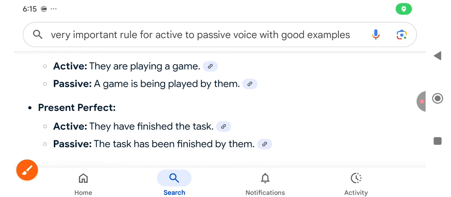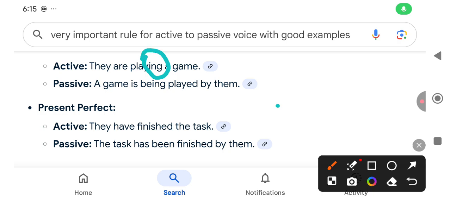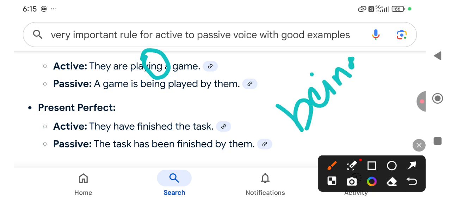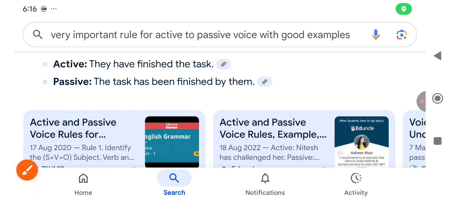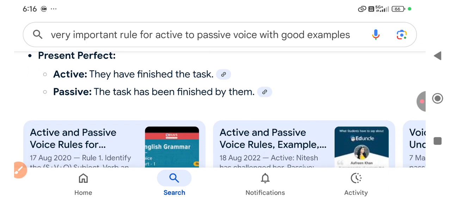Very simple example. They are playing a game. Here, as you read playing, please set in your mind you have to use the to be form being. So a game is, why? Because game is singular. So are becomes is and being, and then third form of main verb played. Okay, and by them. Okay, so I think these are very simple, no need to give much detail, because you are familiar, right?